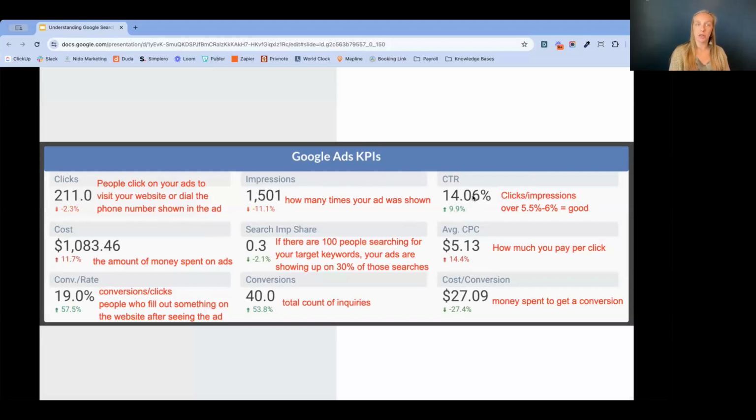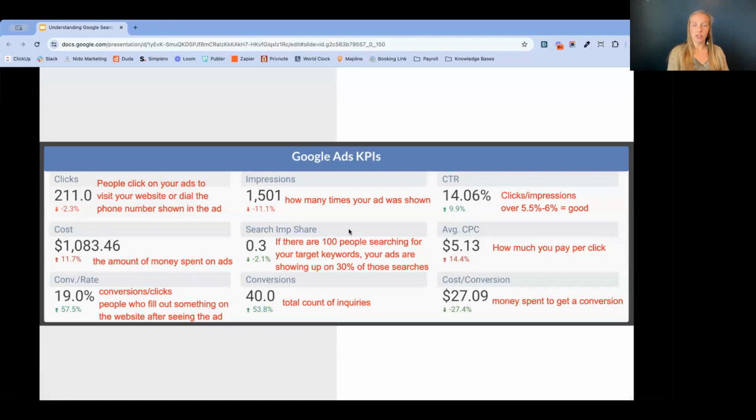This may not seem like a lot, especially when we talk about percentages. Typically low percentages are not good, but in this case it is. So we're looking overall for a 5.5 to 6% click-through rate, and that's a good thing. So this one is actually over double what is considered good. So this is a really good click-through rate, really good. These ads are performing well. The cost here, this is the amount of money spent on the ads so far during that period. So this person has a little bit over $1,000 ad budget here.